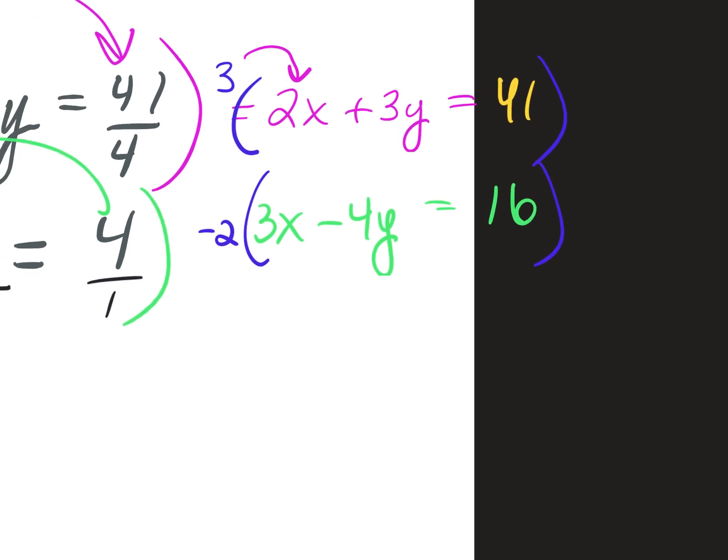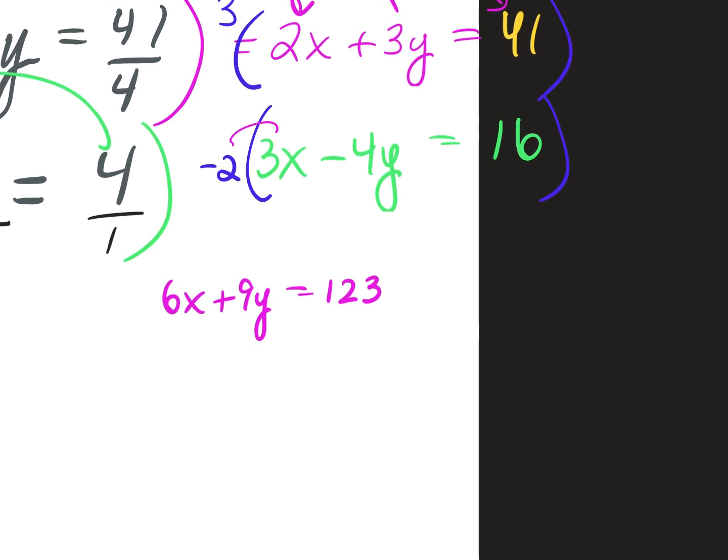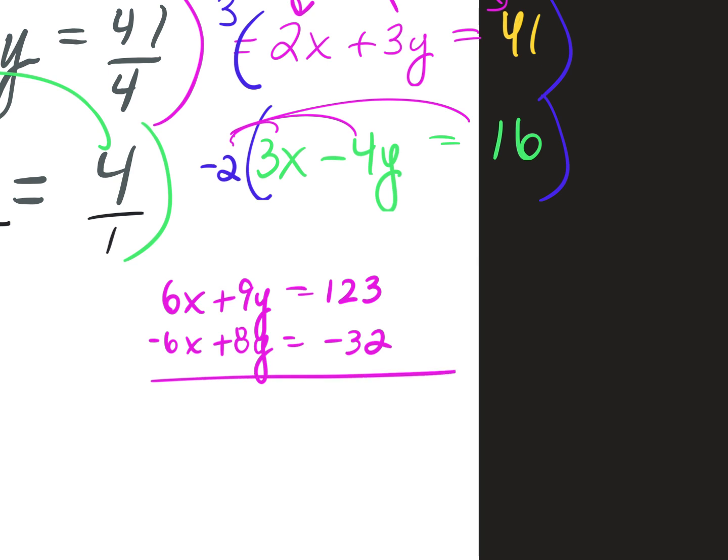So 3 times 2 would give me 6x. 3 times 3 would give me 9y. And then 3 times 41 gives me what? 123? So now on the bottom, I have negative 2 times 3 gives me negative 6x. Negative 2 and 4 gives me plus 8y. And negative 2 and 16 gives me negative 32. Everybody agree?